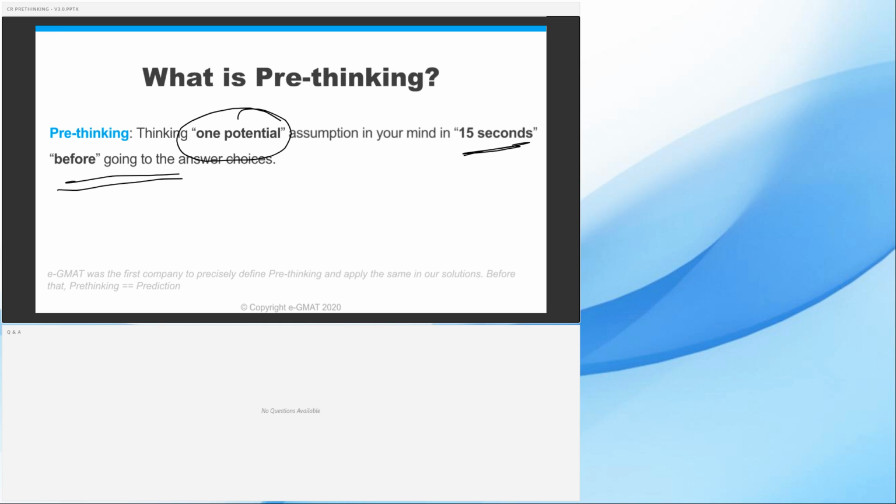that's given to you in a fairly precise manner. And when you do that, our research has shown that you're much more likely to answer the question correctly. We were the first company to come up with and define this term. The reason a lot of people misunderstand it is that they think pre-thinking is predicting the answer. Just to be clear, pre-thinking is not predicting the answer. Pre-thinking is merely a litmus test to ensure that you understand the information given in the argument.